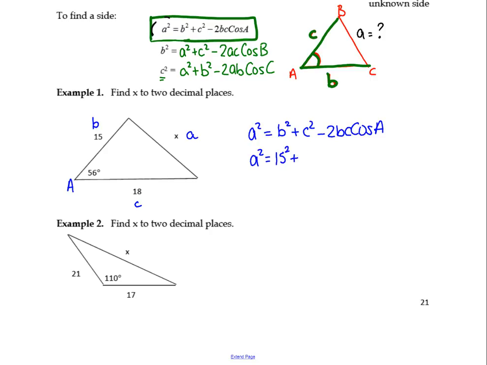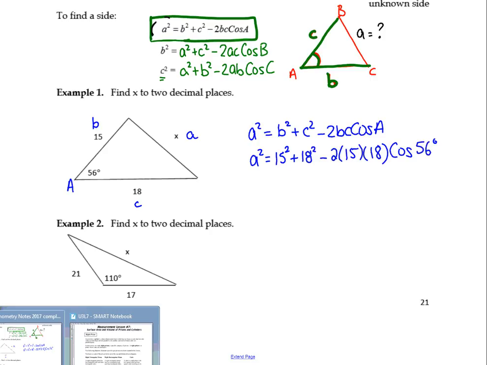Okay, so A squared equals 15 squared plus 18 squared. So the two sides squared minus 2 times the product of those two other sides. So 2 times 15 times 18, cos of A, which is 56 degrees.